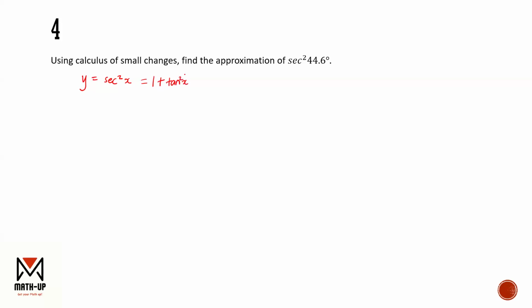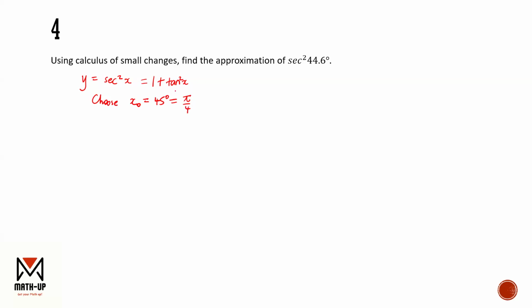But we know from our knowledge of trigonometry that we can write this as 1 plus tan of x all squared. Now, which angle close to 44.6 degrees do we know has an exact sec value or tan value? We know that tan of 45 degrees is 1. So this suits our function very well. So we choose x naught to be 45 degrees. 45 degrees is pi over 4 in radians.